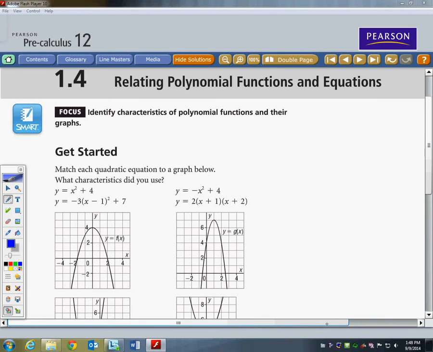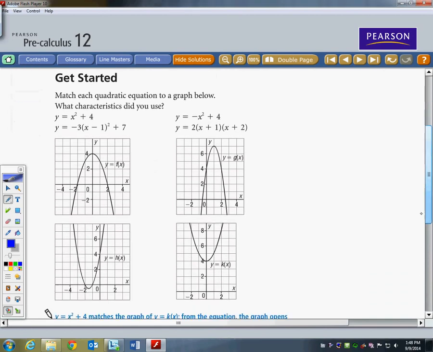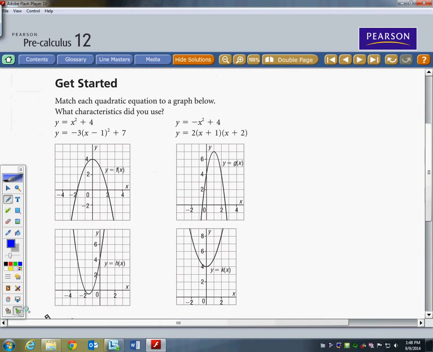Welcome back. This lesson is called Relating Polynomial Functions and Equations. The Getting Started piece here asks us, match each quadratic equation to a graph below. What characteristics did you use?